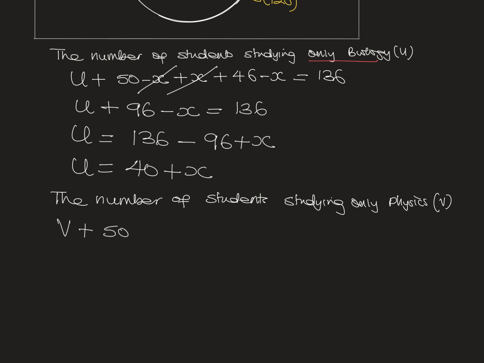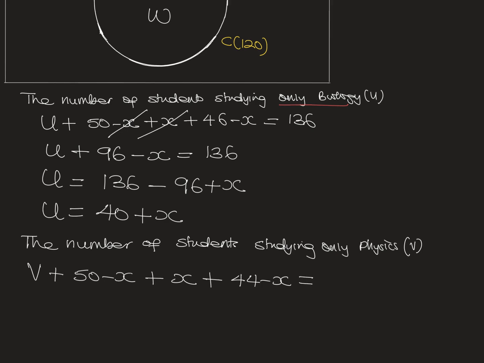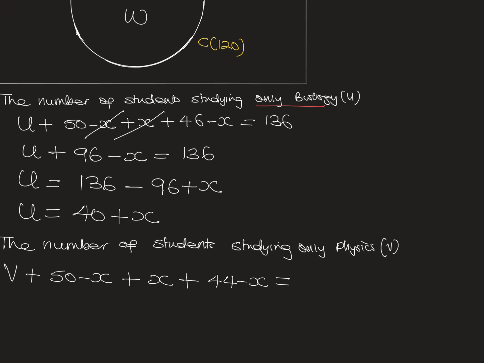V plus 50 minus X plus 44 minus X is equal to 144, right?